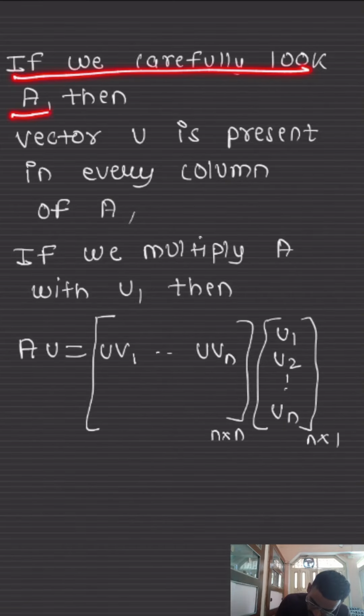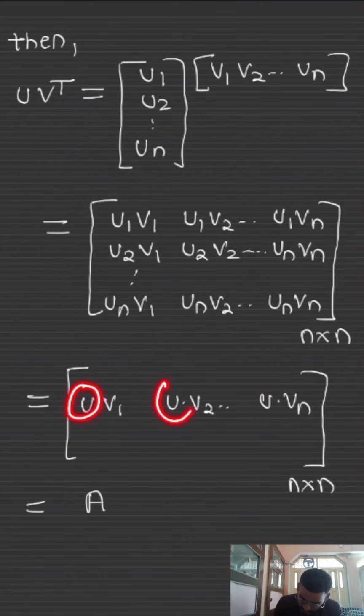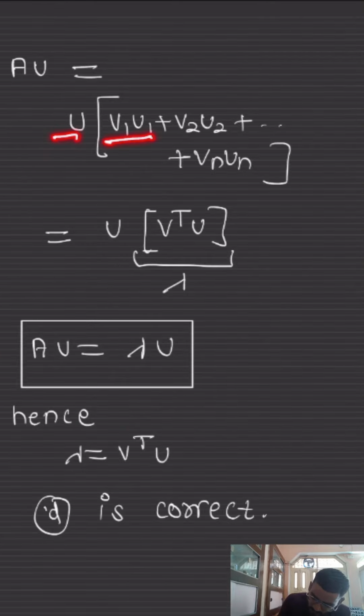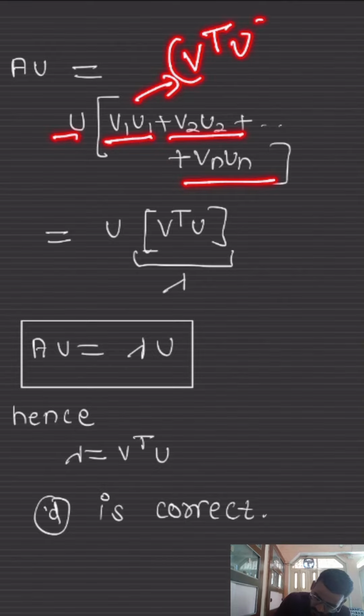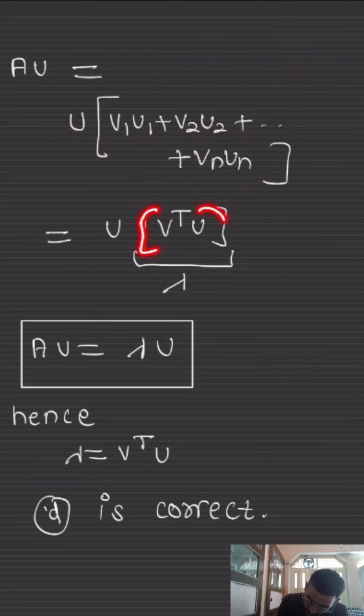If we carefully look at A, the vector U is present in every column of A. So if we multiply A with U, what do we get? We get U times (V1 U1 plus V2 U2 plus up to Vn Un), and similarly for the other entries. This is nothing but V transpose U. V transpose U is a 1 cross 1 matrix, which means it is just a scalar quantity.